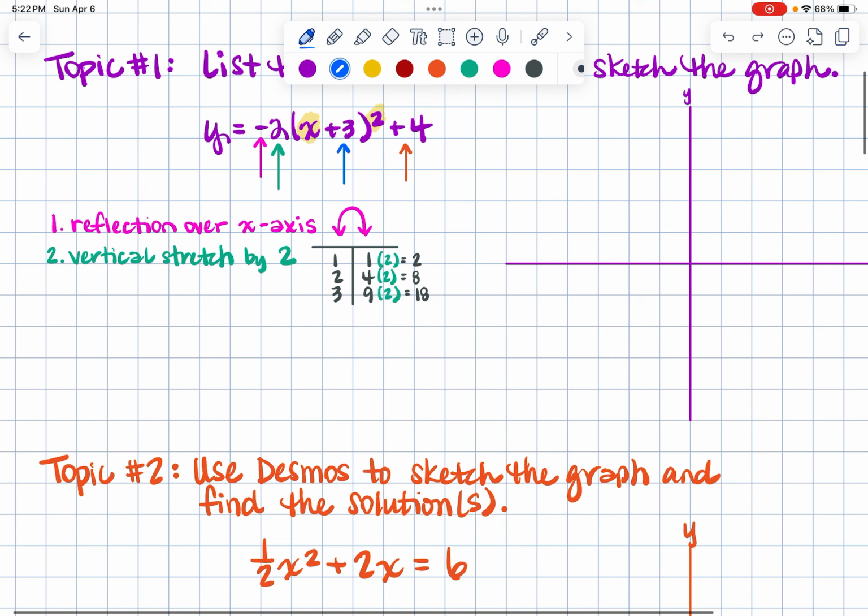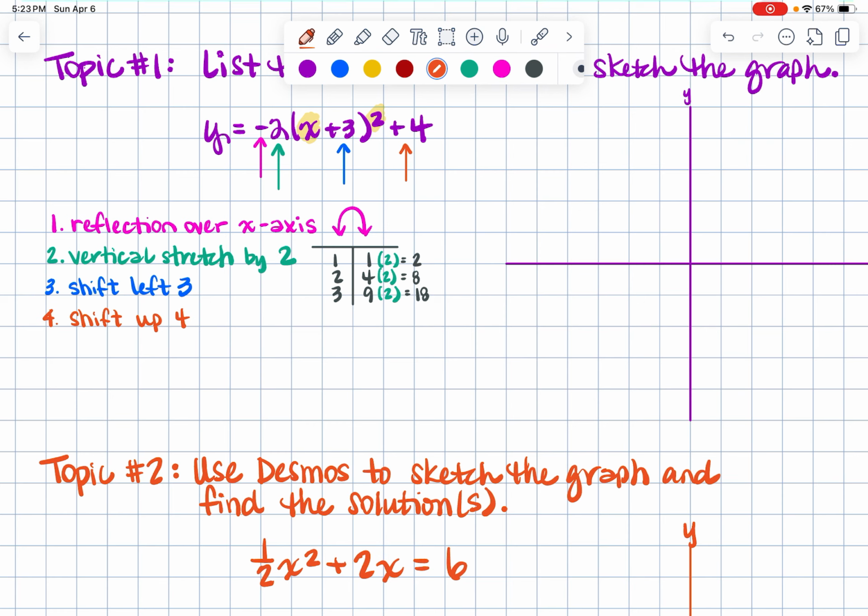All right, then we have that +3 on the inside of the parentheses with the x. So that must be shifting it left or right because that's how the x-axis moves. And remember, when it's trapped inside with the x, it's always the opposite of the number. So we're actually shifting left 3. And then lastly, that +4, it's on the outside of the parentheses. So it must be shifting either up or down. And because it's positive, that is up 4.